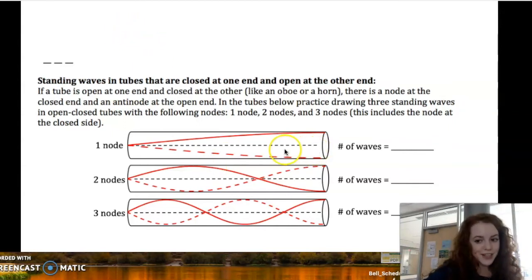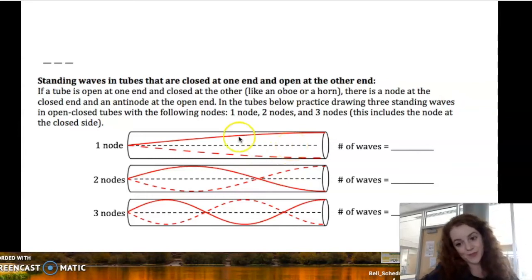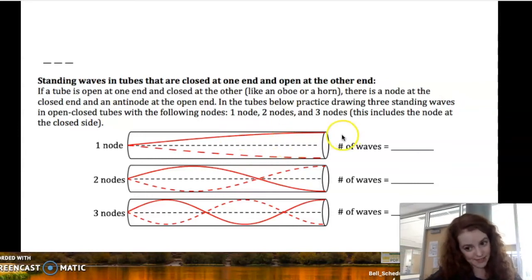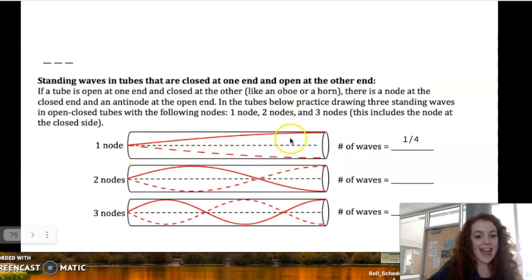All right, first one, did you fall for the trick? It is not half a wave. That's the most common wrong answer. It is half of a half wave, so a quarter. So we've got half of a bubble, which means half divided by 2 is 1/4.